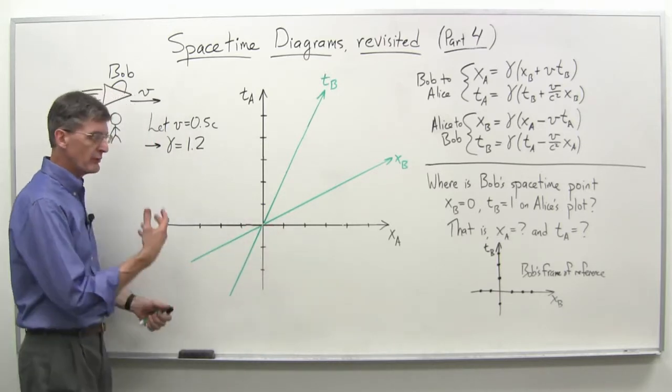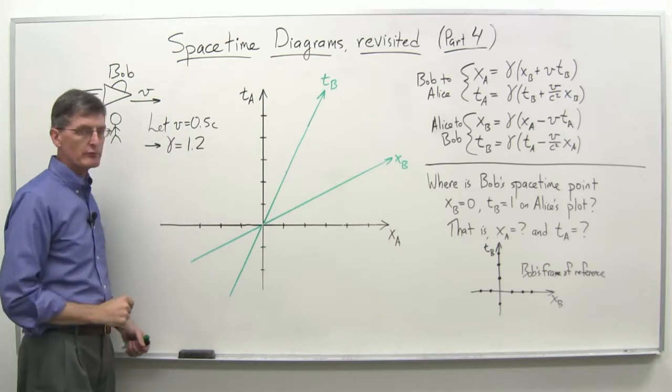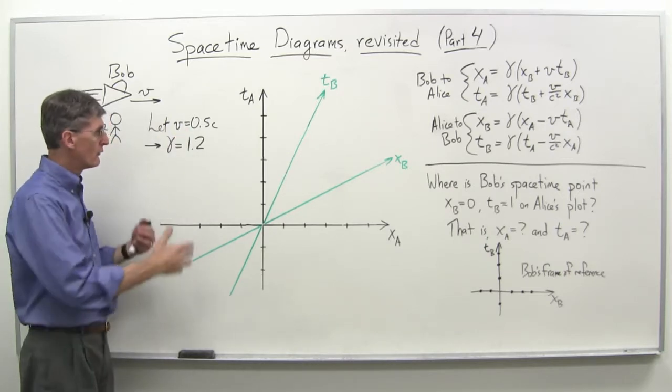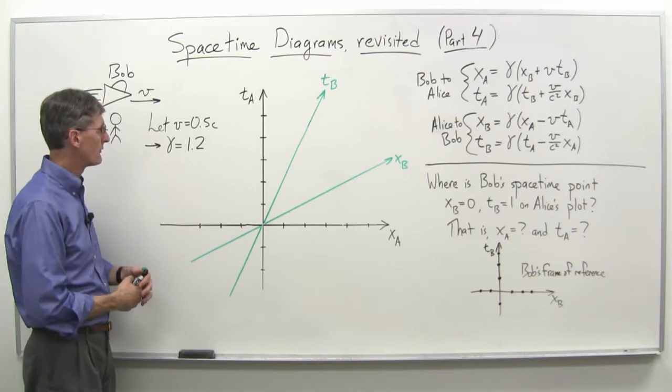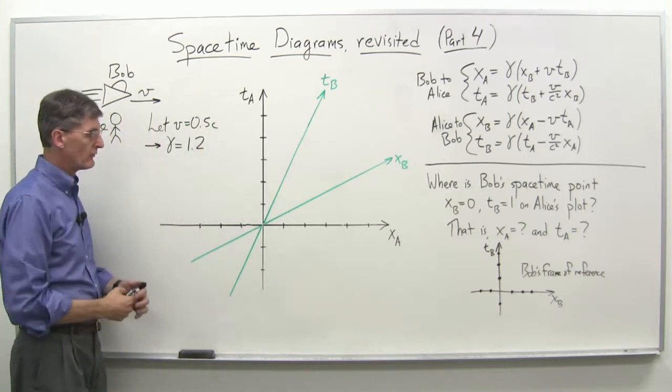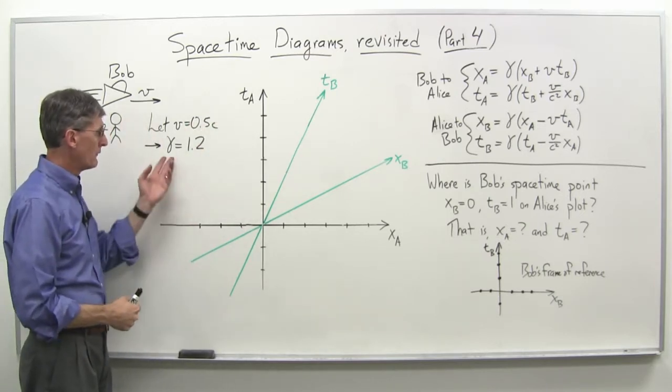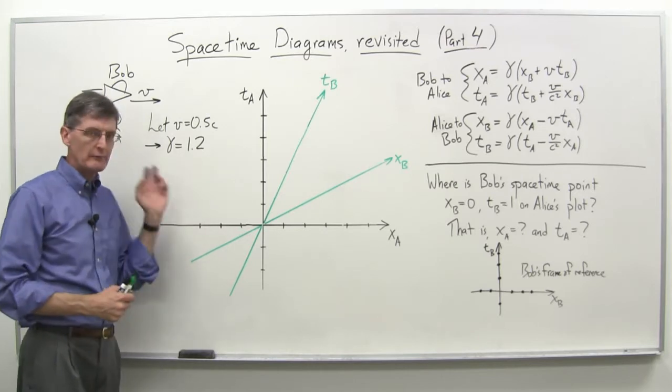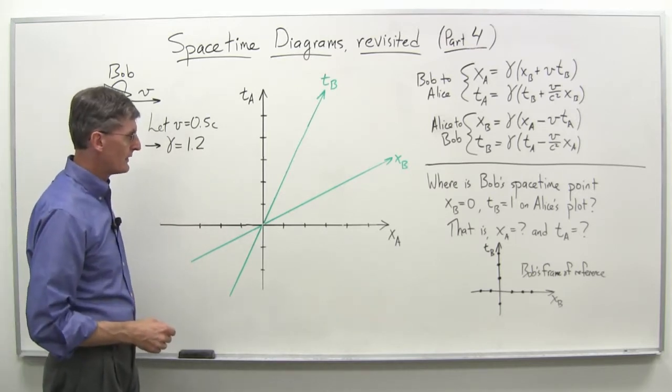Note that, just to put some numbers here, we've chosen v equals 0.5 c for the relative velocity between the two frames of reference. Bob, in other words, is moving at velocity 0.5 c in the positive direction, which means gamma is 1.2. That will be important in a minute or two here.